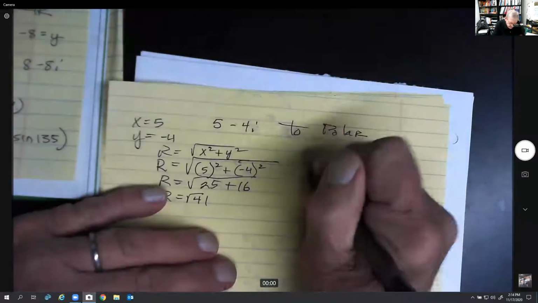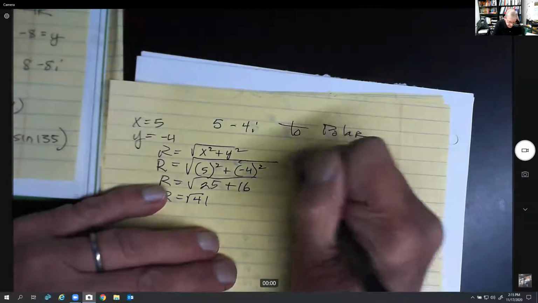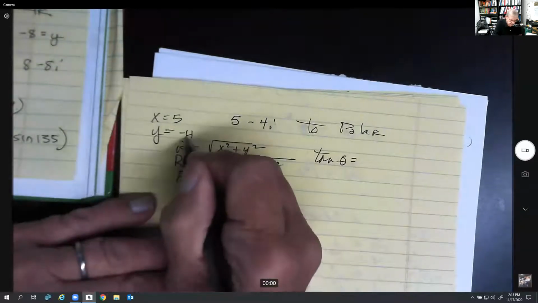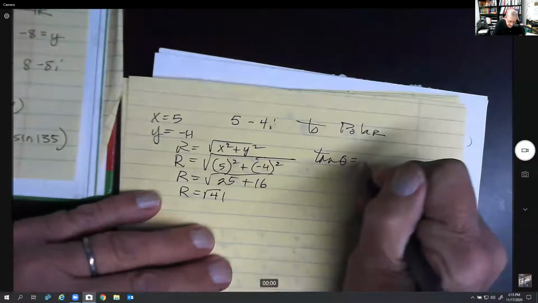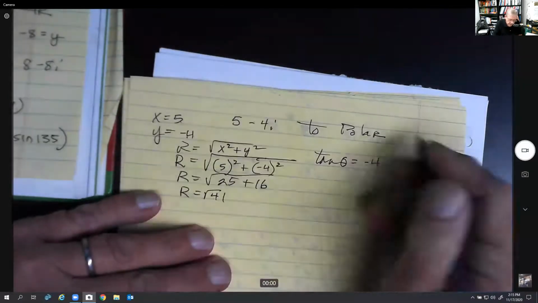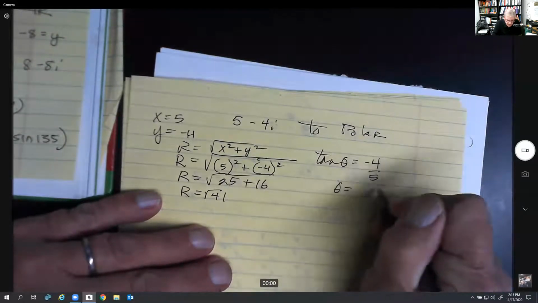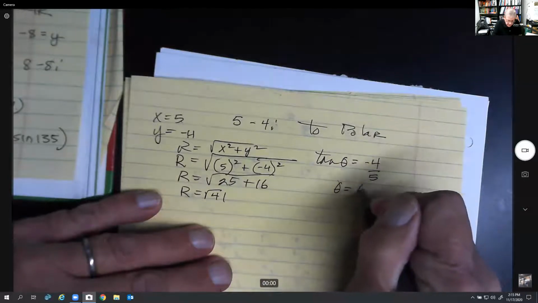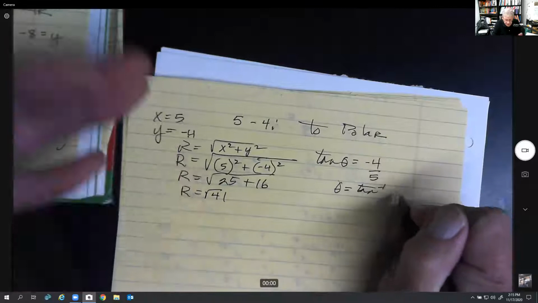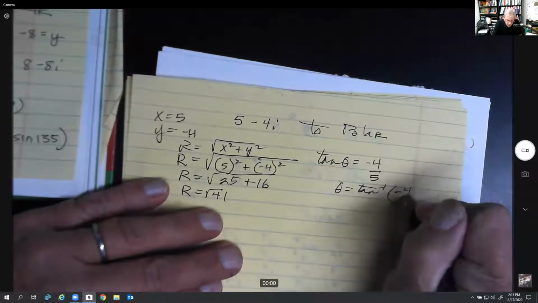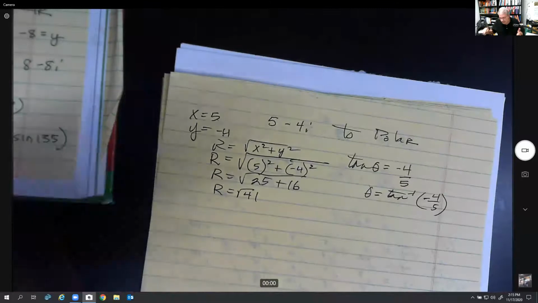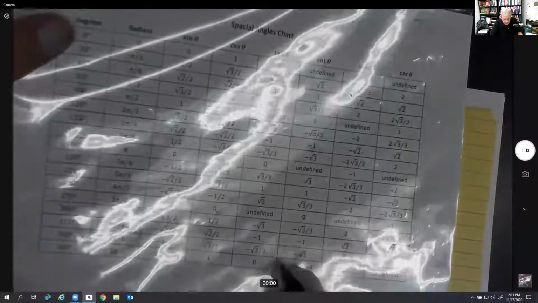Okay, next thing I want to find is theta. Tangent theta equals y over x, which we know is -4 over 5. So theta equals arctan of -4 over 5. If I look at my chart, I don't have anything like that. So I'm going to have to go to the calculator if I can find one here.